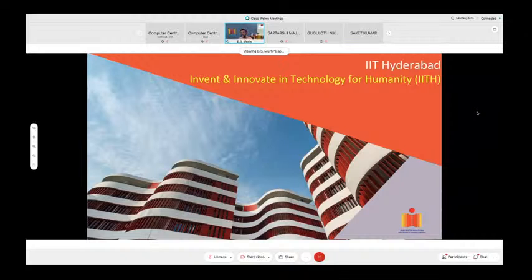And to the extent that at IIT Hyderabad, we rename IITH as Invent and Innovate in Technology for Humanity. Okay, it's not just simply Indian Institute of Technology Hyderabad. So that tells you what is the key thing that is there in store for you when you come here. You are going to look at how do I use the science base that I have developed in terms of learning more about technology and how to adopt newer technology, invent new things, and innovate on the existing technologies.